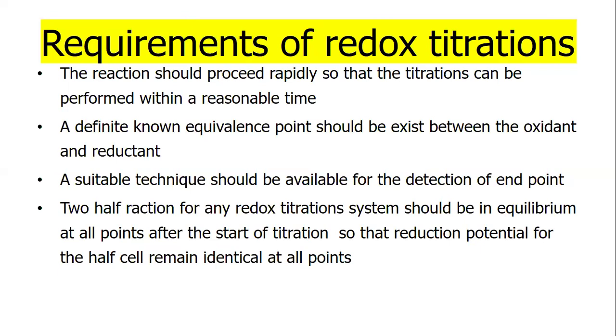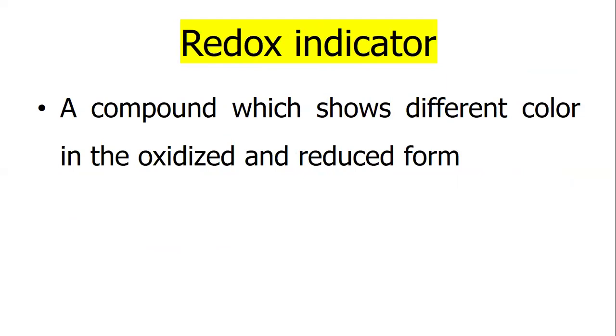A suitable technique should be available for the detection of the endpoint. The half reaction for any redox titration system should be in equilibrium at all points after the start of titration so that the reduction potential for the half cell remains identical at all points. Redox indicator: a compound which shows different colors in the oxidized and reduced forms.